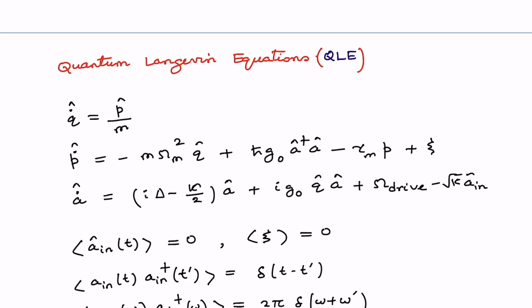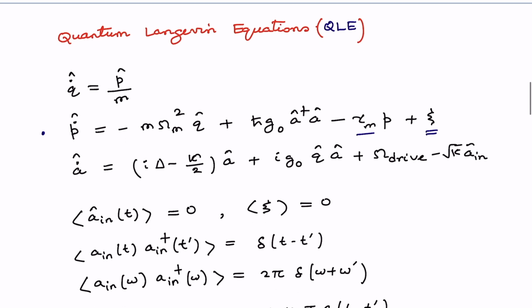For example, in this expression you see that this noise term given by xi is added here, and that is the Langevin noise which enters into the system from outside, and the mechanical oscillator is decaying at the rate gamma m, and the optical cavity mode amplitude is decaying at the rate kappa by 2. Also, from outside the vacuum fluctuation is entering, that is a quantum noise, and that is also taken into account.